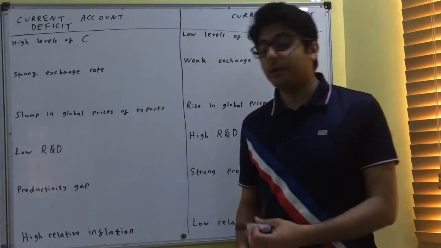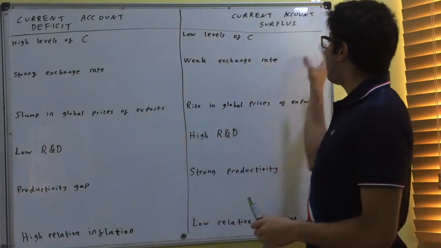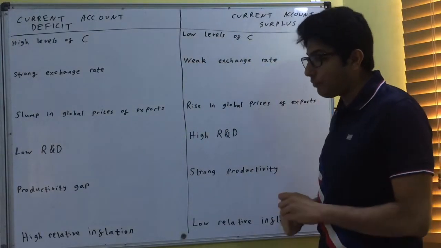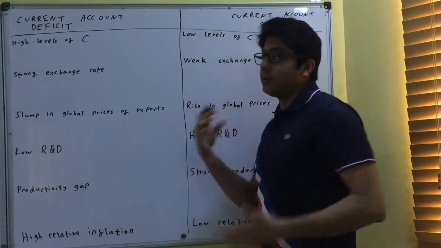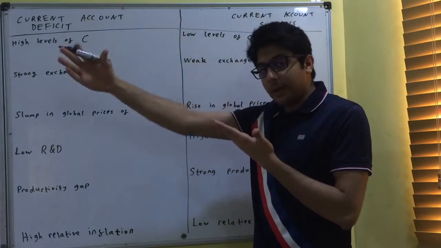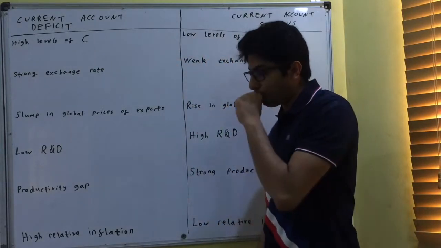Hello, I'm the awesome tutor, and today we're going to be looking at causes of a current account deficit and causes of a current account surplus. Let's start with high levels of consumption. That's usually synonymous with a boom in aggregate demand, or a slump in aggregate demand for low levels of consumption.